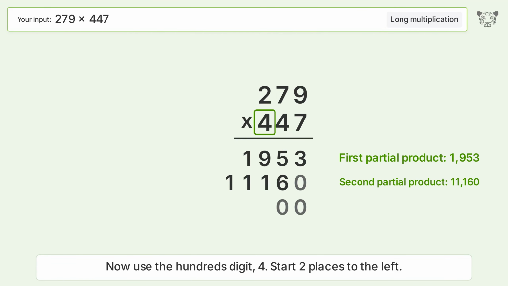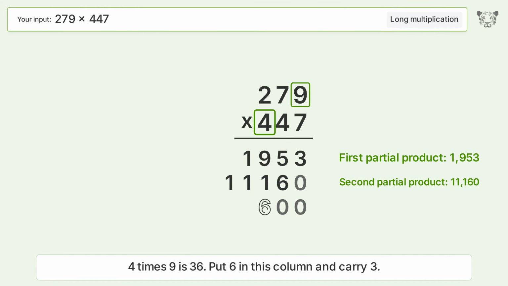Now use the hundreds digit, 4. Start two places to the left. 4 times 9 is 36. Put 6 in this column and carry 3.